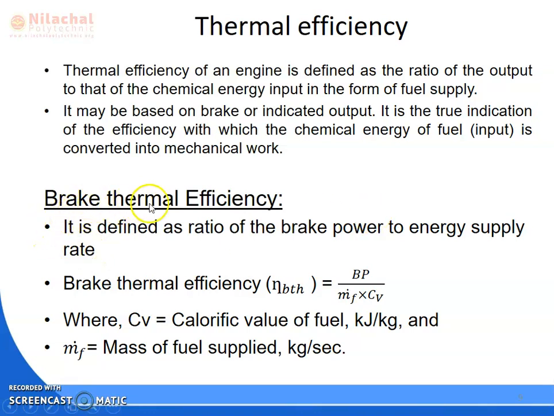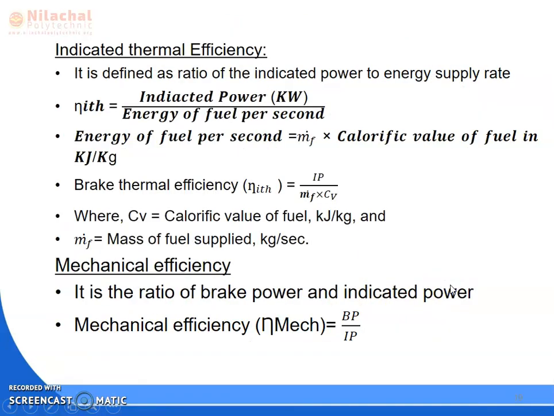So brake thermal efficiency is defined as the ratio of brake power to the energy supply rate, or you can say fuel supply. Mathematically we denote it as eta BTE, the brake thermal efficiency. That is brake power, your output, by the supply. Fuel supply means mass flow rate of fuel into its calorific value. So the mass flow rate of fuel must be in kg per second, and the calorific value in kilojoule per kg.